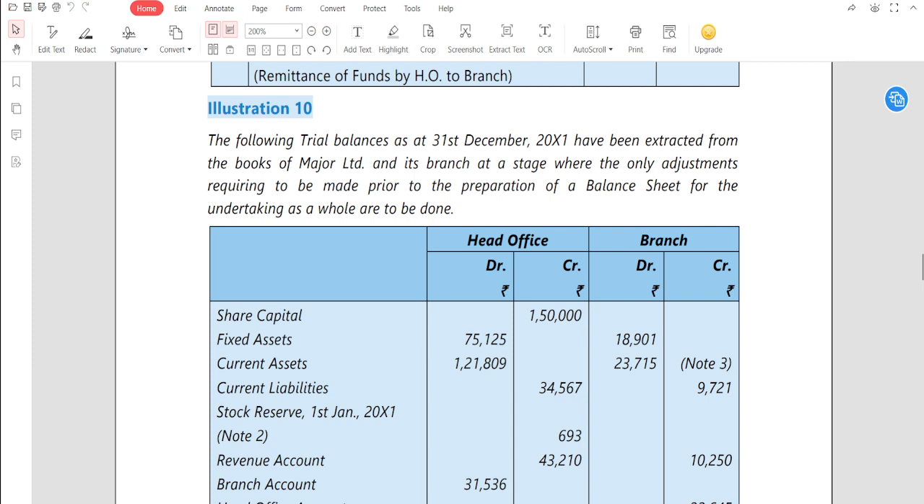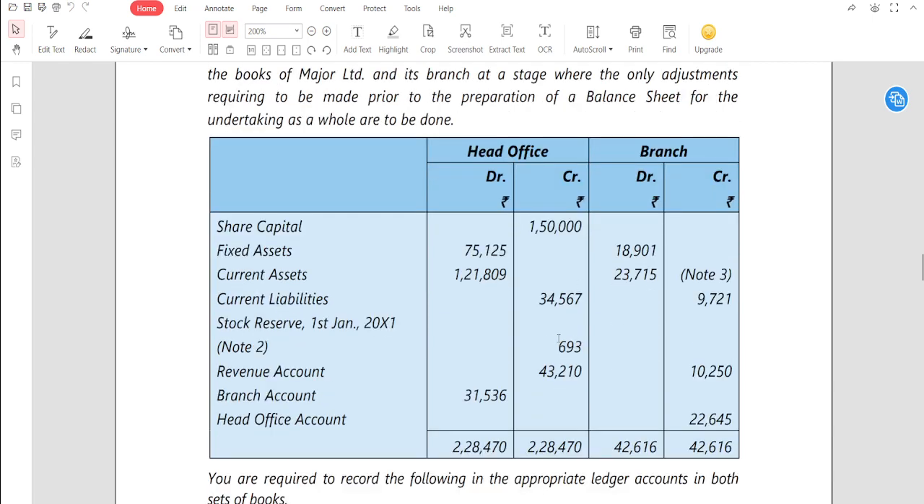We have some stock reserve which is nothing but the reserve related to the opening stock. We know that there is an opening stock in which goods have been invoiced at cost plus 10%. Perfect. So there is a stock reserve, opening stock reserve balance 693. Revenue account is given, branch account is given, and head office account is given. So I think this is very important, these two. It is not matching at all.